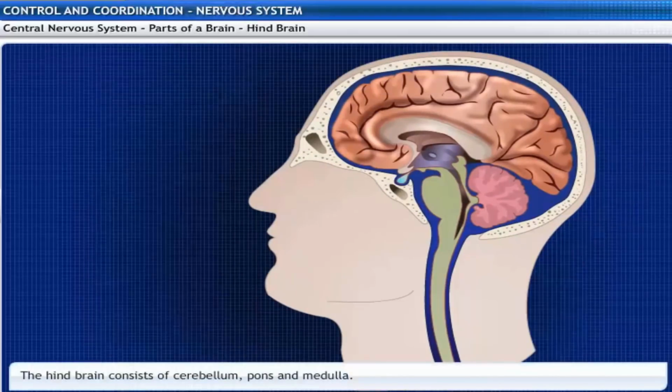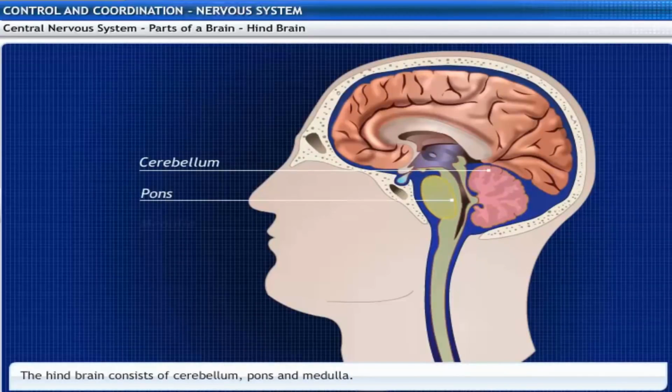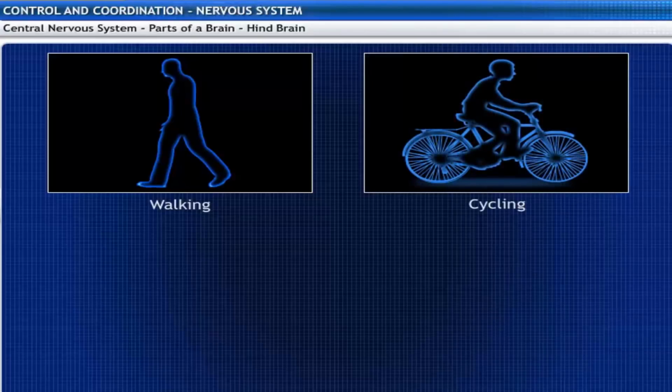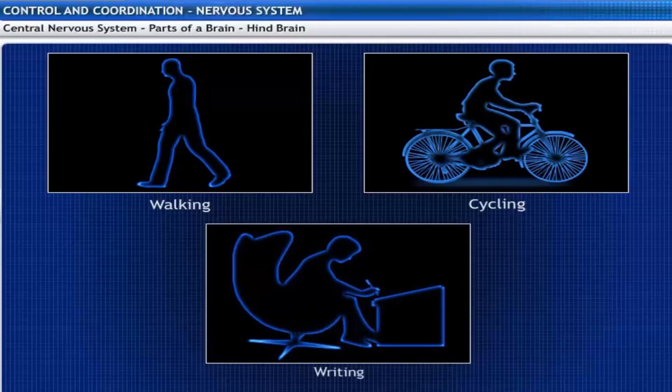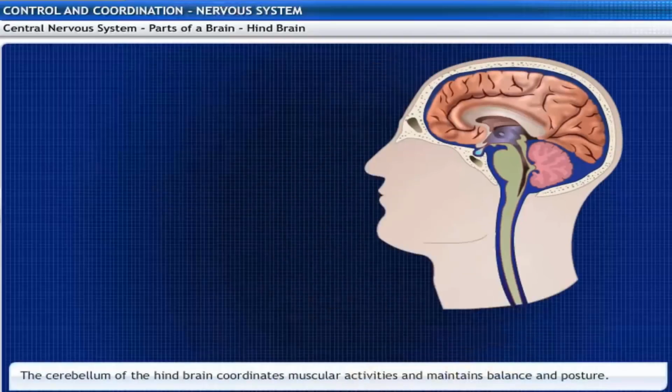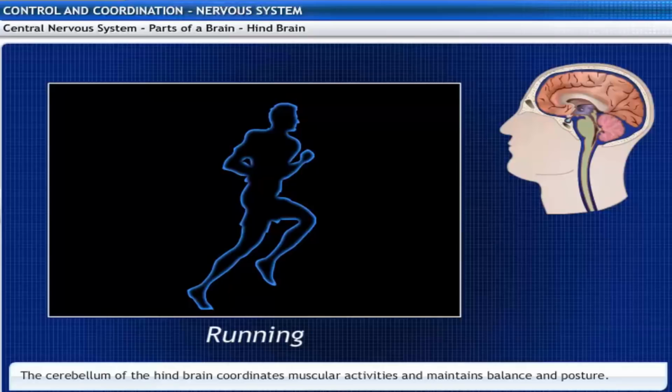The hindbrain consists of the cerebellum, pons, and medulla. Now what about activities like walking in a straight line, riding a bicycle, and picking up a pencil? It is the cerebellum of the hindbrain that coordinates all these muscular activities and maintains balance and posture.